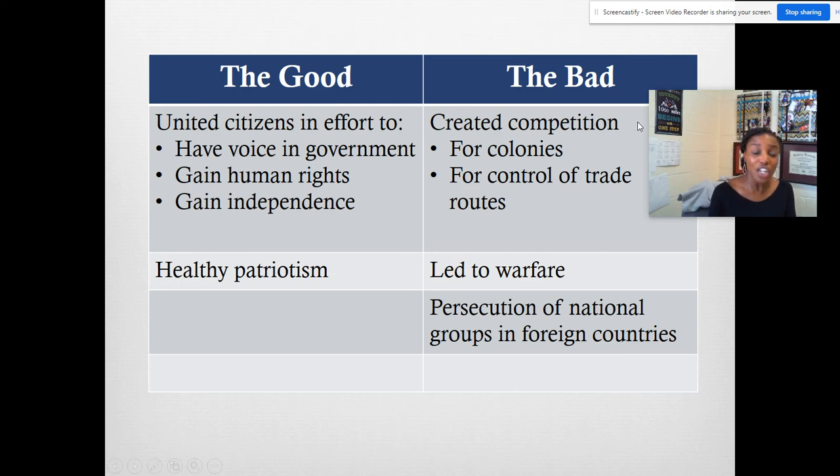The good: it united citizens in efforts to have a voice in government, to gain human rights, to gain independence, and some sort of healthy patriotism, like saying the pledge or singing the national anthem. These are all positive senses of nationalism. The bad: it created competition, control of trade, war, and persecution of other nations. So make sure you know that there are good and bad sides to nationalism.